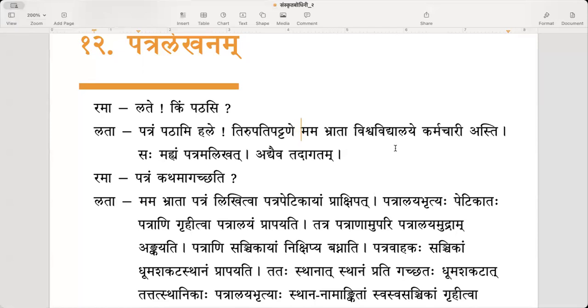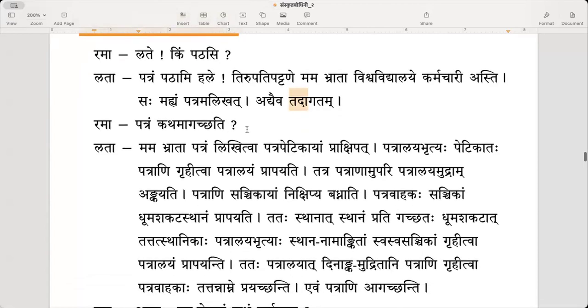Saha mahyam patram alikhat. So he has written a letter to me. For mahyam, for me. Adhyaiva tat agatam. Today only it has reached or has come. Tat, that is, the letter has come. Patram. Rama: Patram katham agachati?